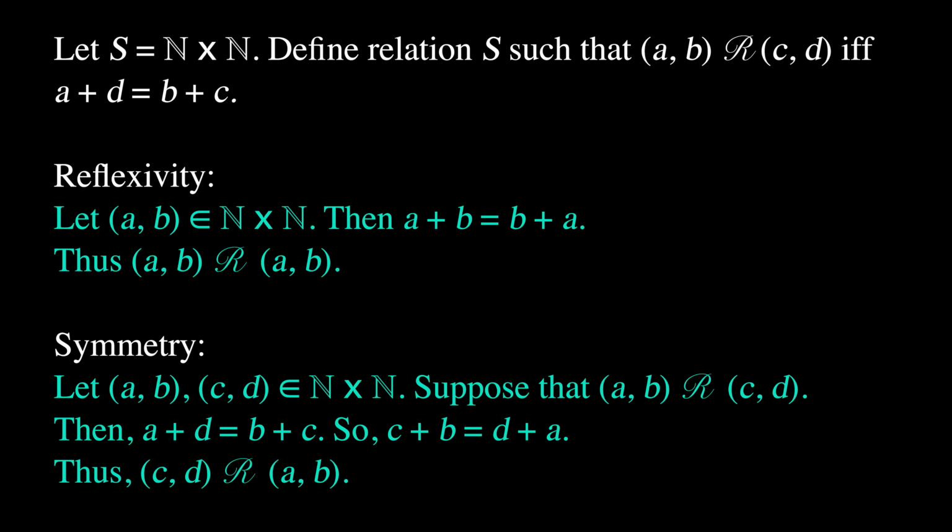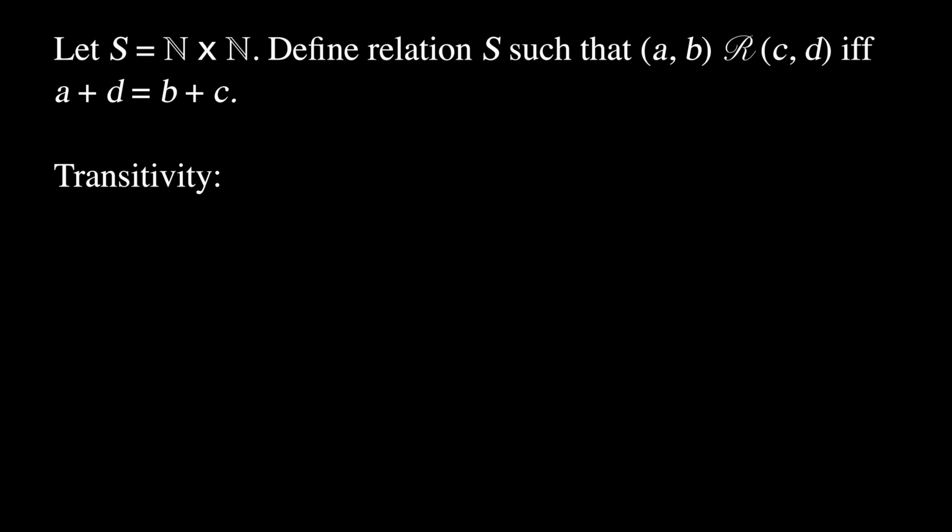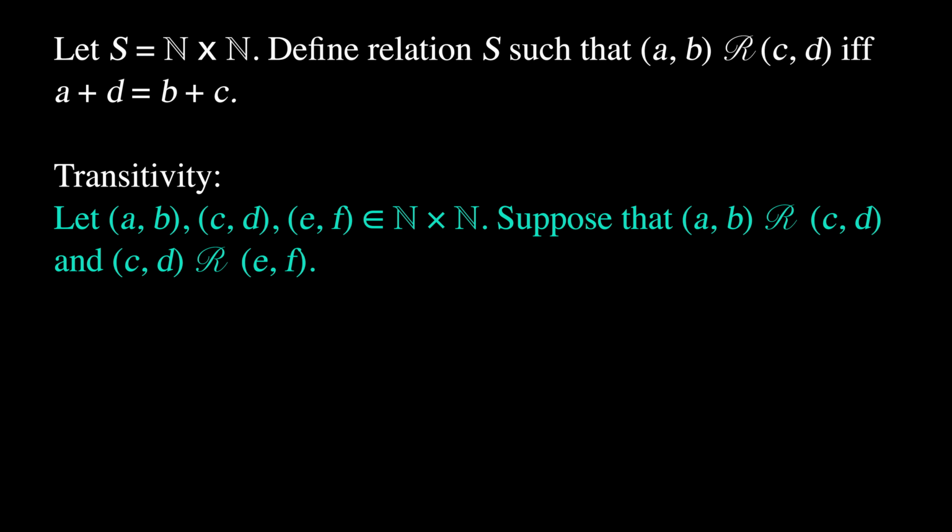Thus, CD is related to AB, and therefore the relation is symmetric. For transitivity, let the ordered pairs AB, CD, EF be in n by n. Let's suppose that AB is related to CD and CD is related to EF.